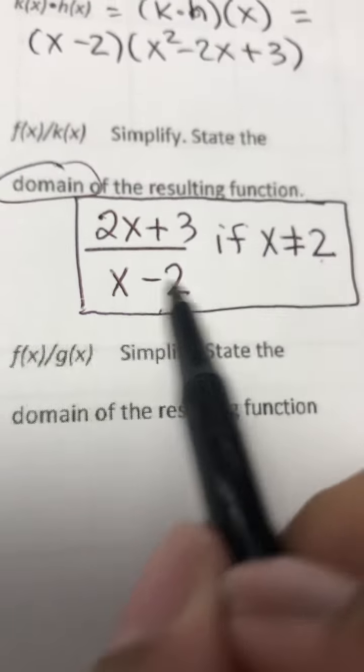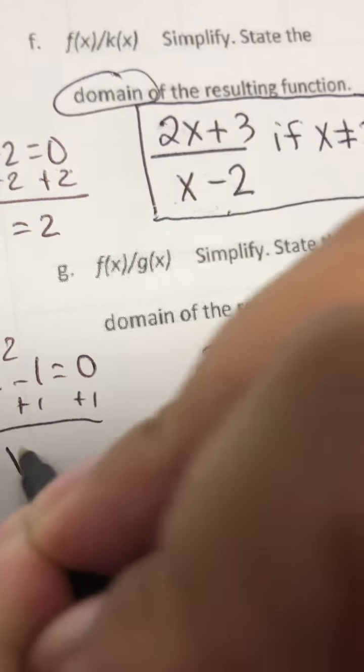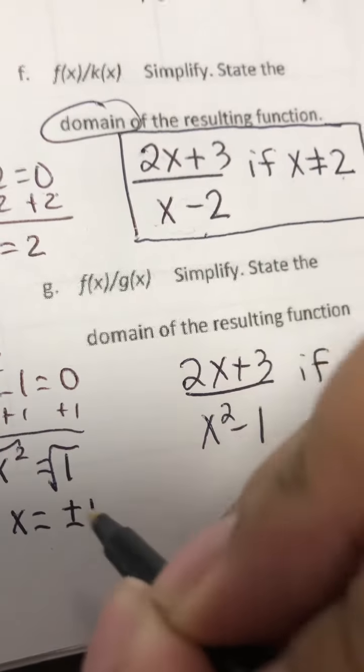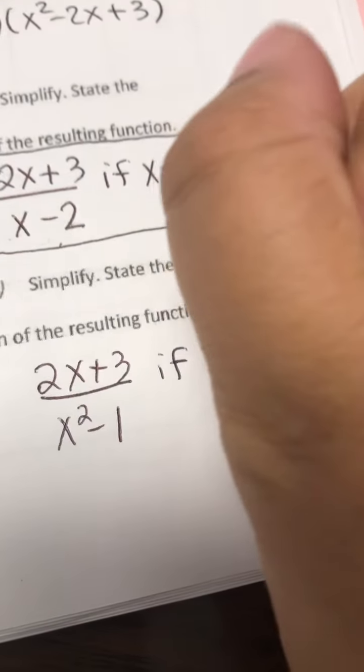And then here, f of x divided by g of x, which is x squared minus 1. And then I need my if. So of course I can go to the side and set that equal to 0. Now remember, this is x squared. So when you take the square root, x can't be positive 1 and x can't be negative 1. So you've got to say if x does not equal plus or minus 1.